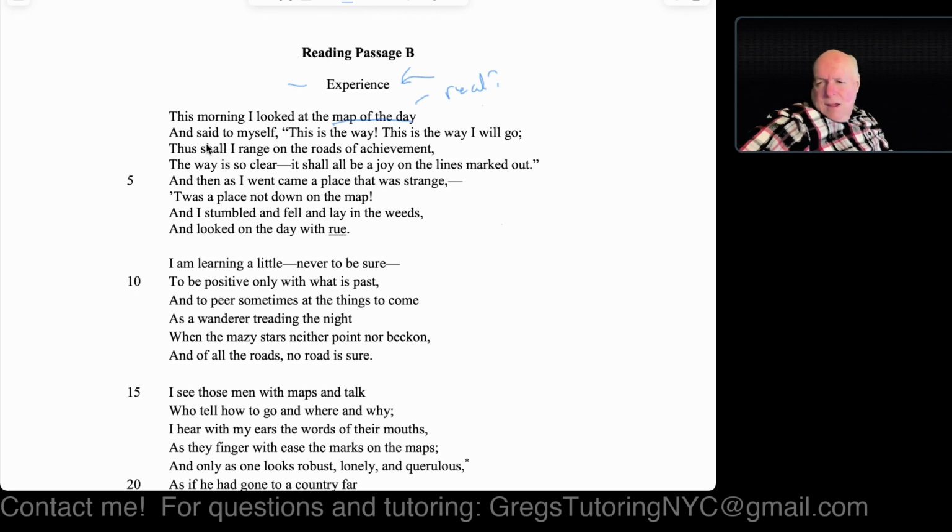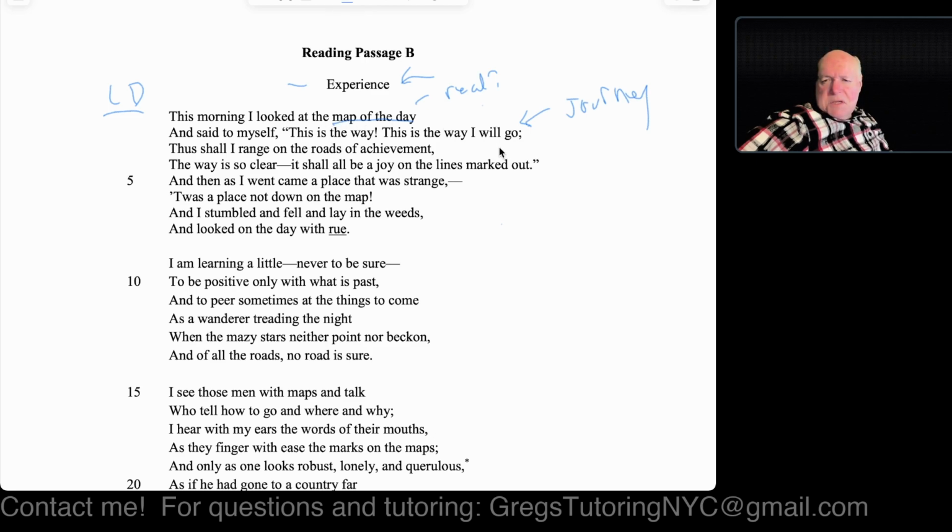All right. So this morning I looked at the map of the day and said to myself, this is the way I will go. So if you take this literally, somebody's on a journey, right? So what I'm going to do is write on the right-hand side some summary information or questions that I have. If there's literary stuff, literary devices or techniques, I'm going to write them on this side. And then I might randomly circle or underline things for emphasis.